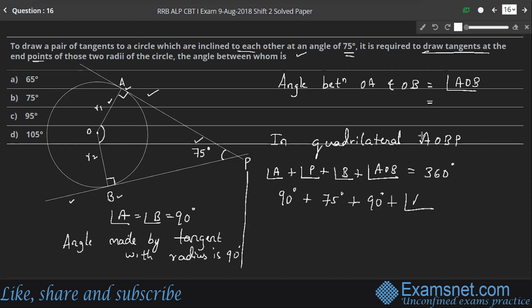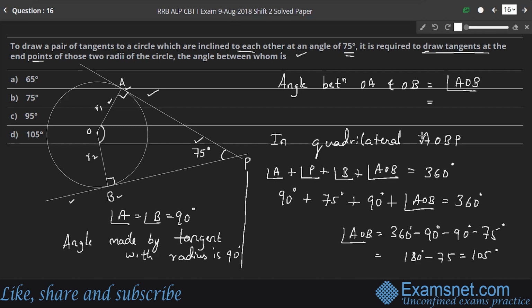Therefore, angle at O, which is AOB, right? The sum of these angles is 360 degree. Therefore, angle AOB is equal to 360 minus 90 minus 90 minus 75. So 360 minus 180 is 180 itself, minus 75 is equal to 105 degree, which is the angle made by two radii, right? The angle between two radii. Therefore, 105 degree is the right answer. Option D is the right answer.